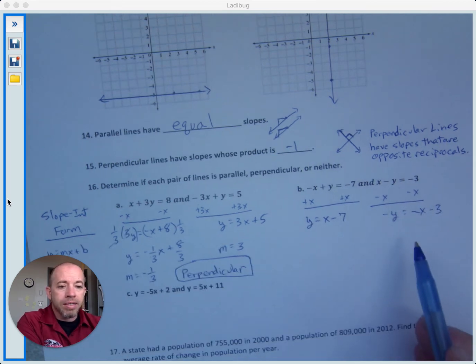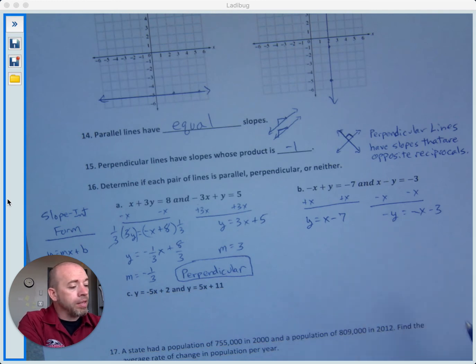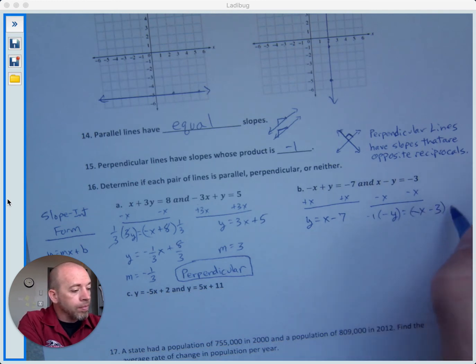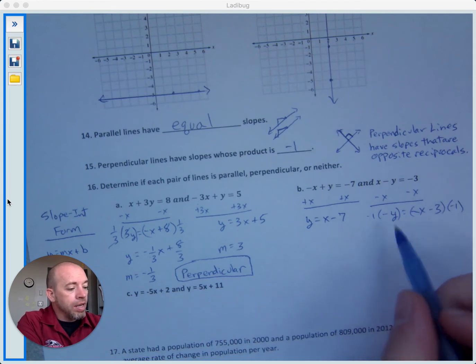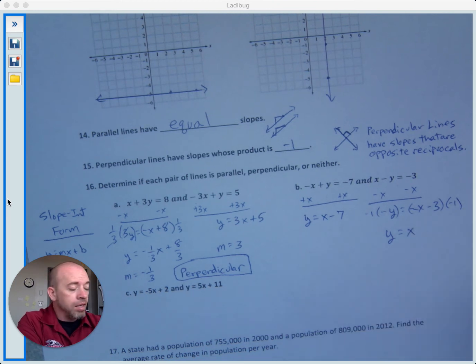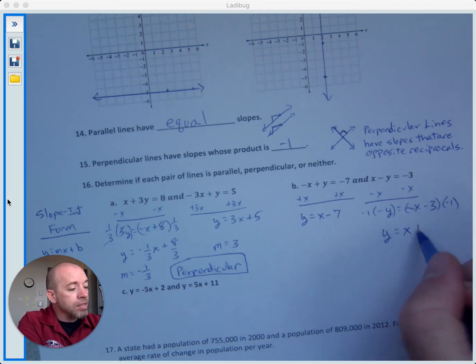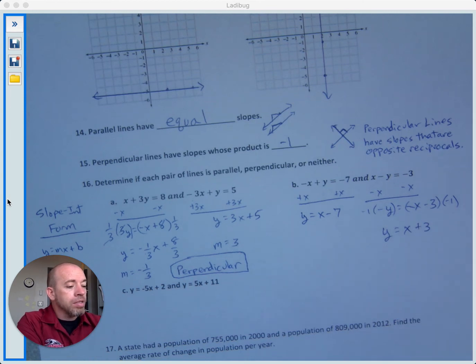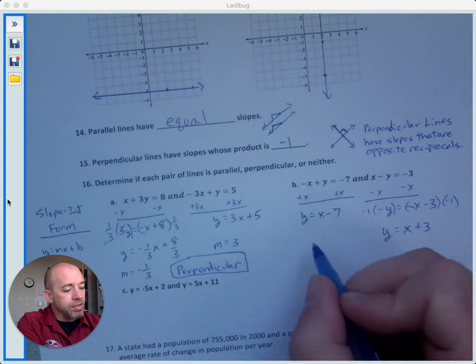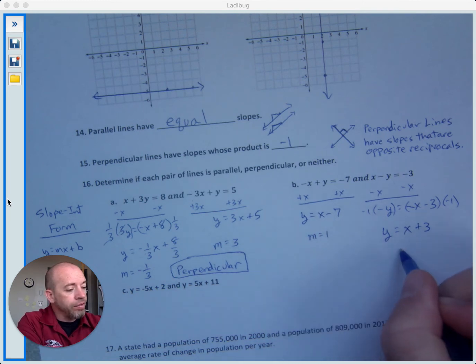We don't have y by itself yet because we have a negative in front, but I could multiply both sides by negative 1. If I do that, I get y is equal to, if I distribute the negative 1, negative 1 times negative x is x, negative 1 times negative 3 is 3. So let's see, what's the slope? This guy, there's an understood 1 in front of the x, so m is 1. Here also m is 1.